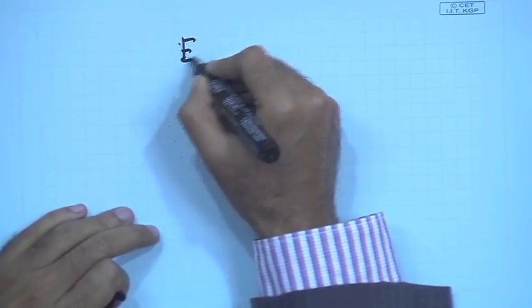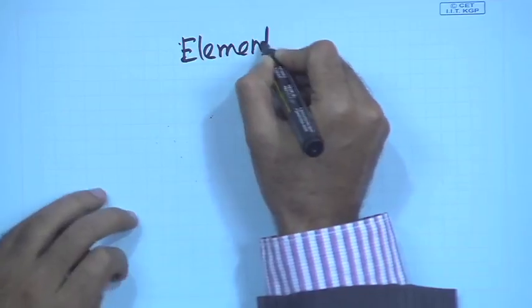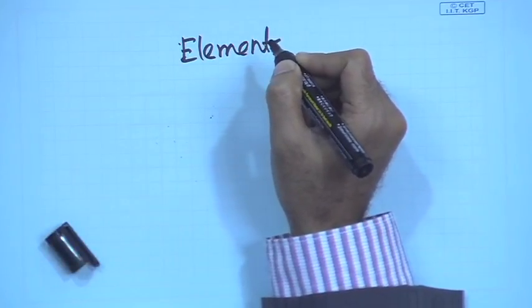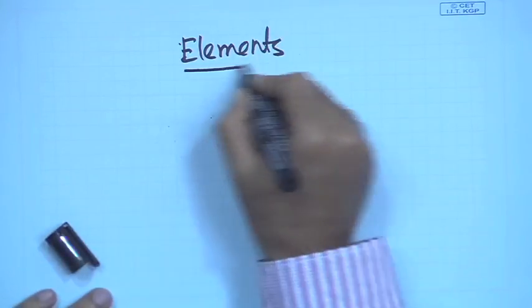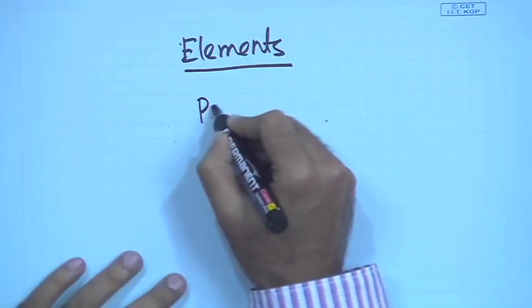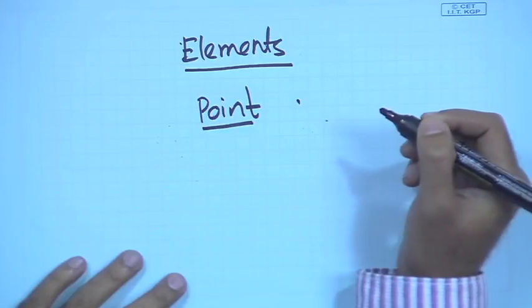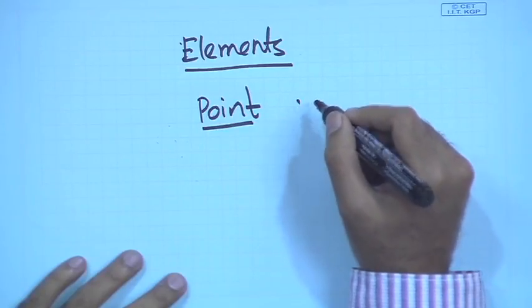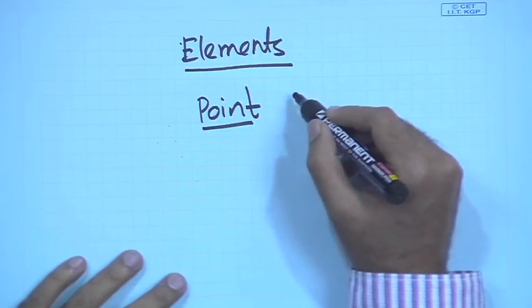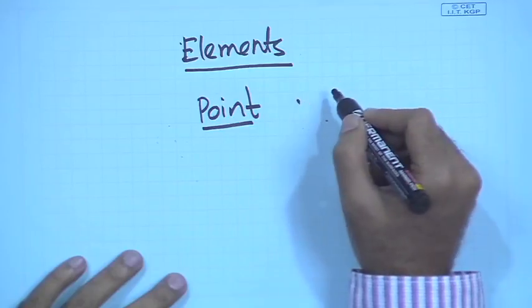Now, let us look at the elements first. If we look at some of the elements, the first element we talk about is point. Any visual entity starts with a point. It is the indication of a visual entity in space.